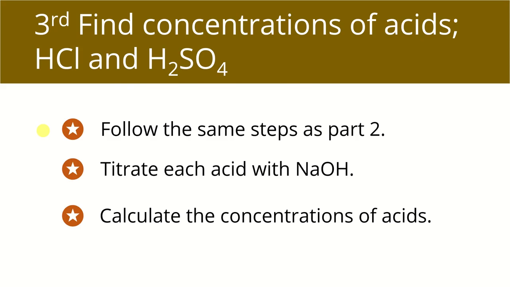Come to the third part, which is the objective of the experiment. We need to find the concentrations of acids, two types: monoprotic acid and diprotic acid. Both are strong acids. Follow the same steps as part two, which means pipette the sample in the flask, set up the burette, record the initial volume, and then titrate with sodium hydroxide. Once you're done, you calculate the concentration of acids.